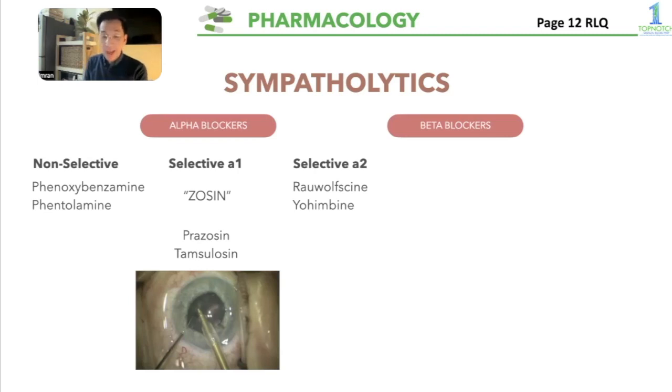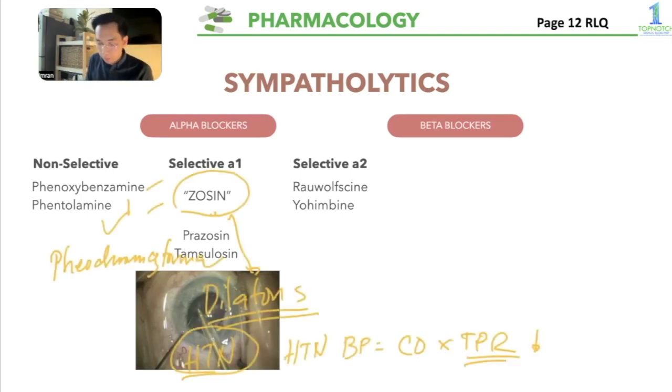or your IFIS, no? Parang ang nangyayari dito yung iris ay nawawalan ng parang tone, no? Kaya siya naging tinatawag na floppy iris as you can see in the picture. So that's involved. It involves your tamsulosin use, no? Tamsulosin for your floppy iris syndrome. Okay, those are your alpha-1 blockers.